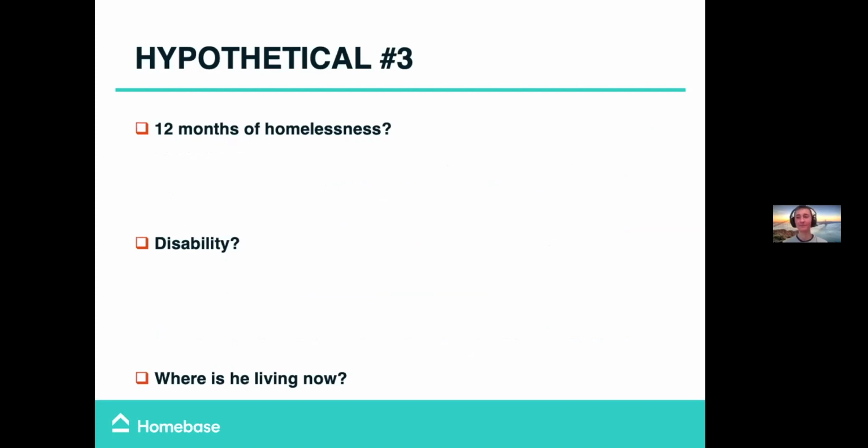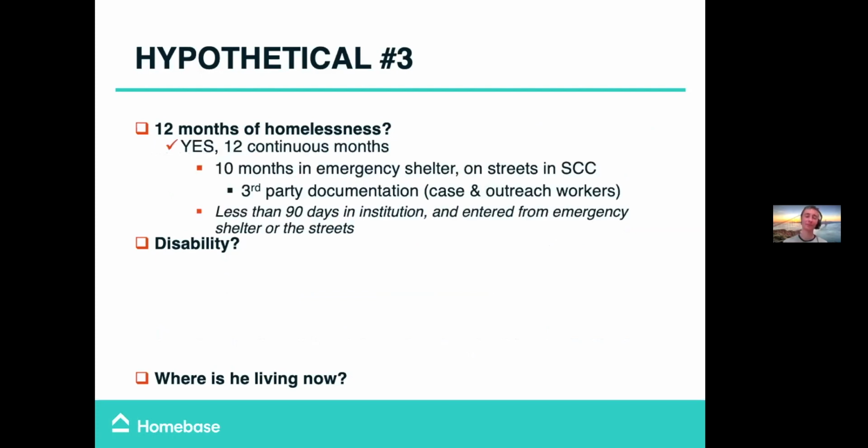Has Jordan been homeless for 12 months? Yes, for 12 continuous months. Jordan spent 10 months in an emergency shelter and otherwise living on the streets, as documented by written observations from various case and outreach workers. Institutional stays of fewer than 90 days are counted as time homeless. Jordan was in jail for less than 90 days and was homeless when he entered jail, so his 2 months in jail count as time homeless. So these 2 months plus the previous 10 months get him to 12 months of homelessness.